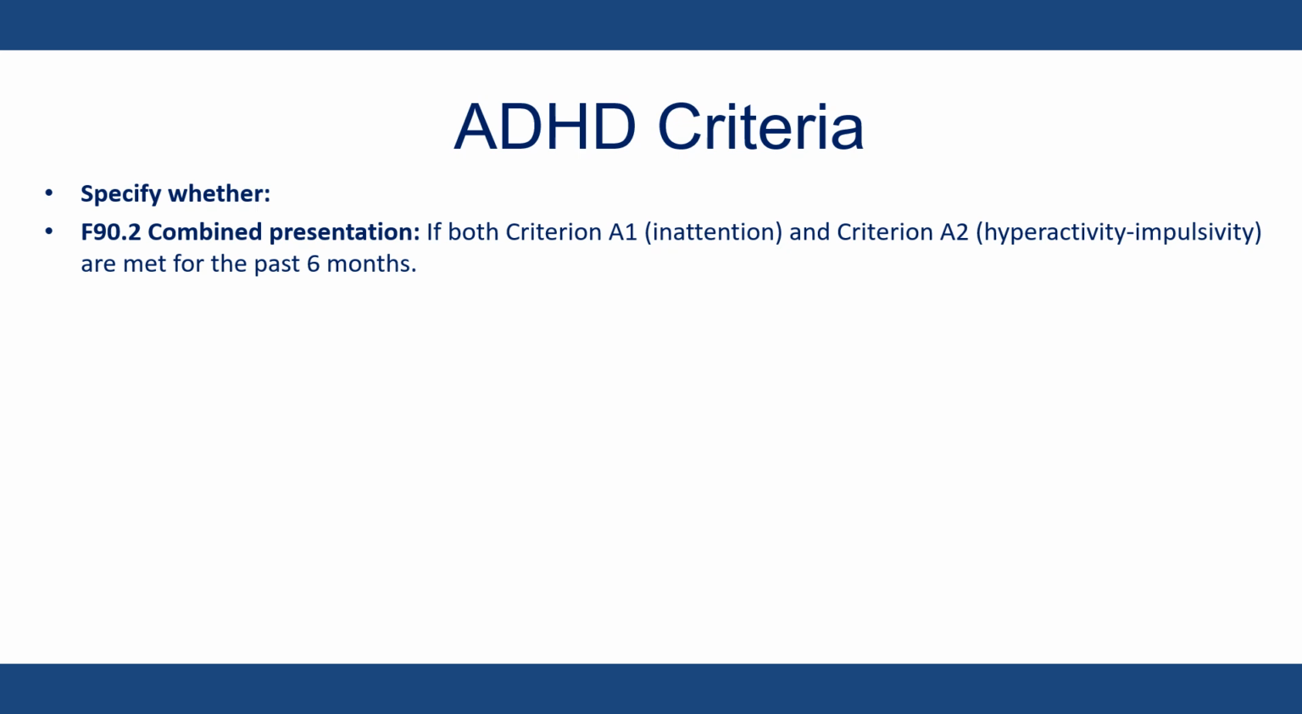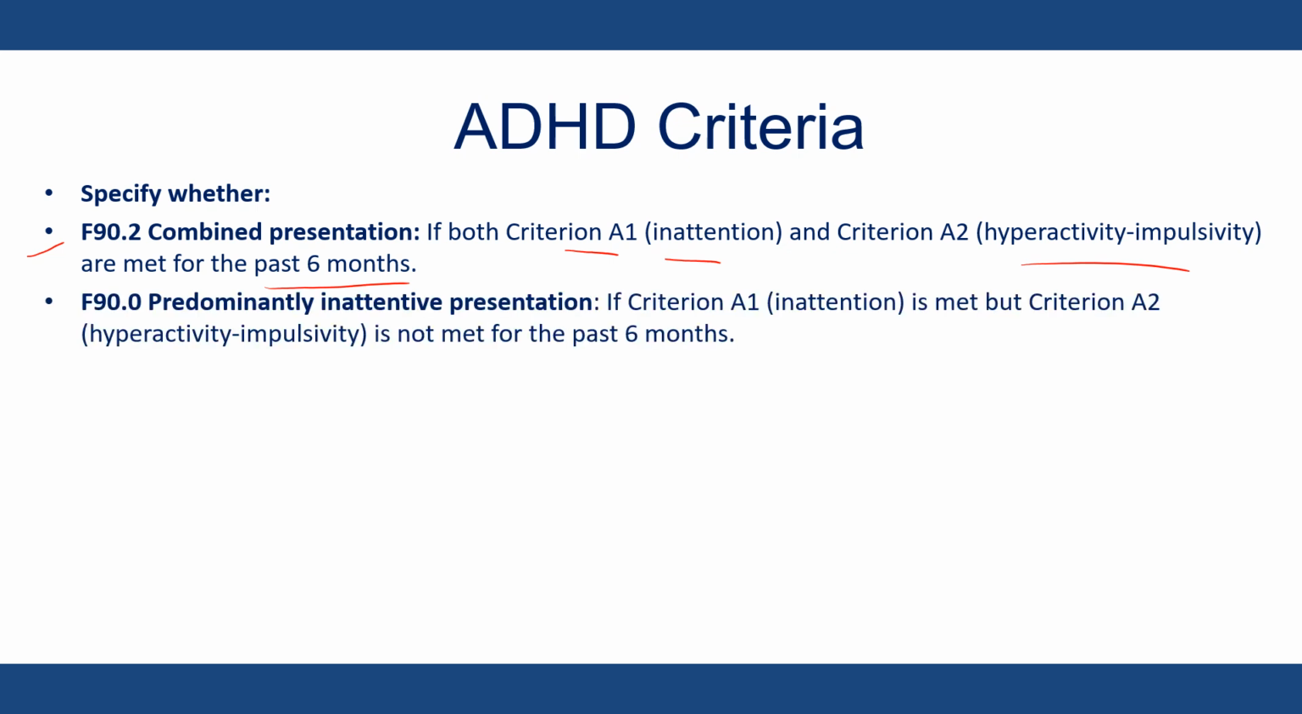Okay, and specify, this is what I was telling you with my first slide, that you have to specify if it's combined, which is most common. ICD code is F90.2, and so with that, you're meeting both criteria A1, which was inattention, and criterion A2, which is hyperactivity and impulsivity. So both of them are met over the past 6 months. There you go. You have the diagnosis of combined presentation of ADHD.